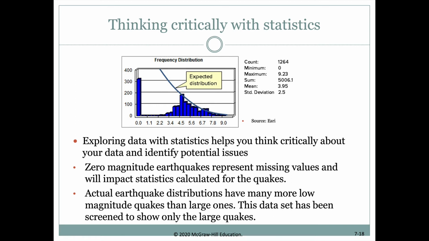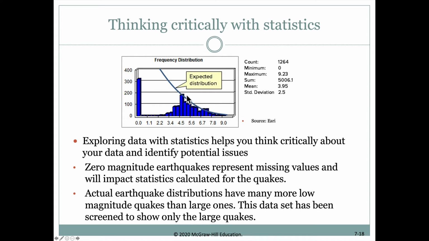We have all this attribute data in our attribute table, but how do we know how it looks or if it's right? Well, one thing we can do is take some statistical looks at it to see if it looks the way that we would expect it to. In this example, we're seeing the magnitude of various earthquakes that have occurred, and one of the attributes in the database is what that measurement was on the Richter scale.